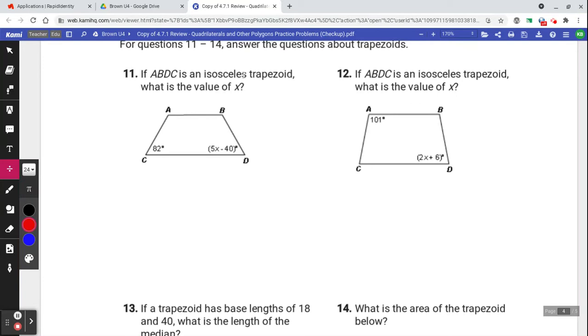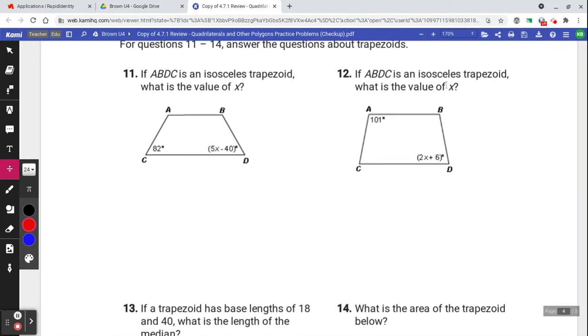Because it's an isosceles trapezoid, that means the base angles are equal. And these aren't only the base angles. These two up top here, they're also considered base angles because the bases of a trapezoid are the parallel lines. So 82 is equal to 5x minus 40.